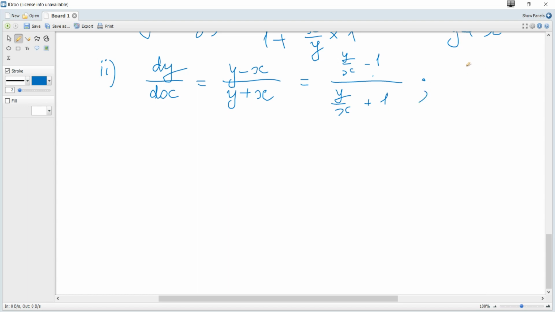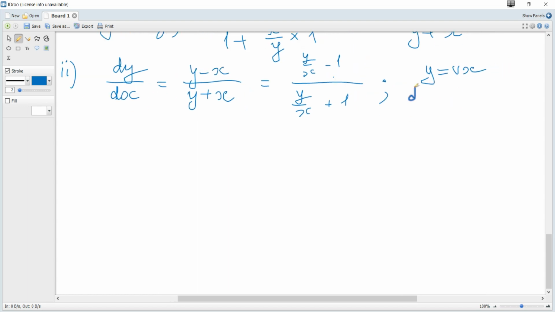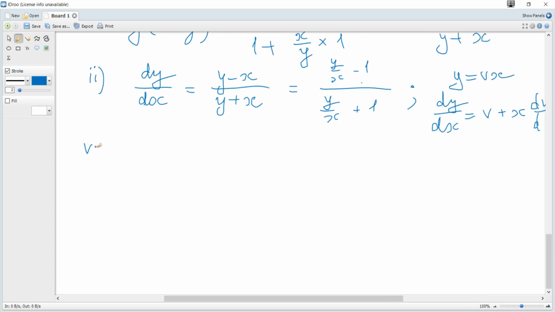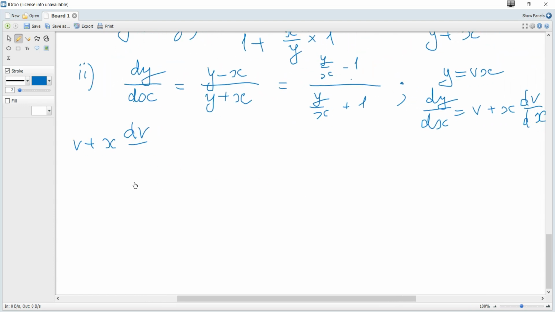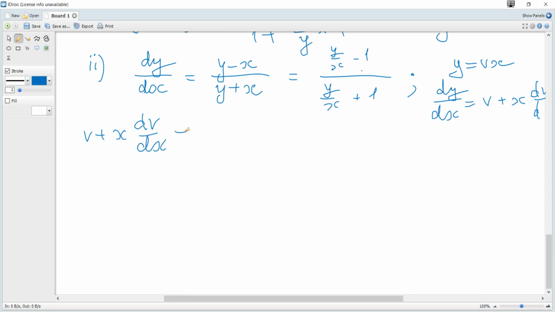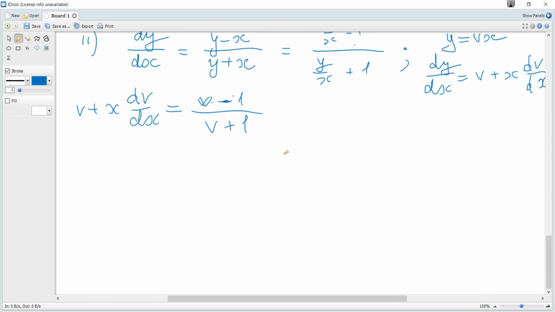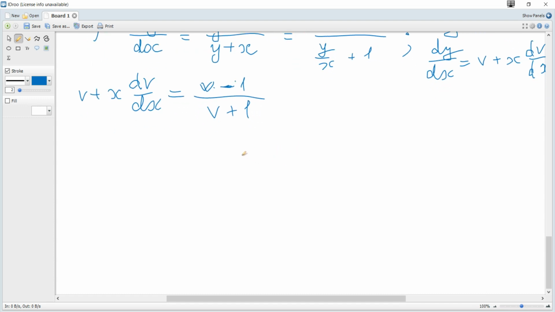the next substitution. y is vx, where v is some function of x, so dy over dx is what, product rule, x derivative, it's 1 times just v plus x times derivative of v, dv over dx, and substituting, we get that it becomes v plus x dv over dx is v minus 1 over v plus 1, and hence it can be solved by separating variables.